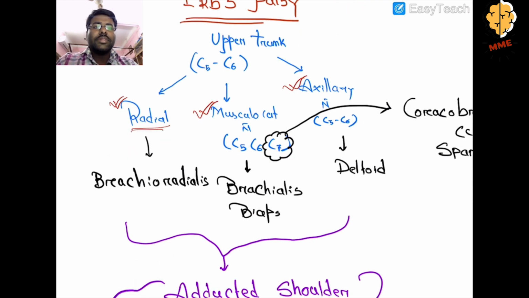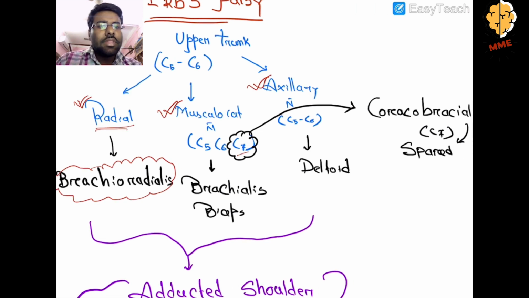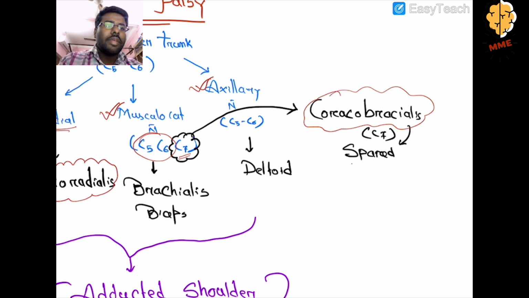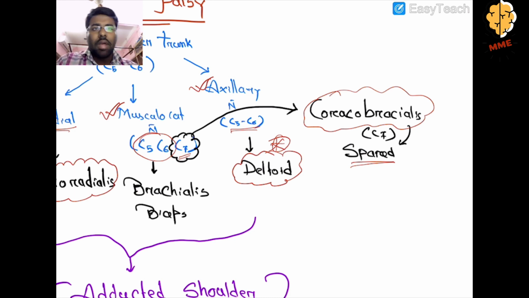But the radial nerve has root value up to T1, so only some part of the radial nerve is affected, mainly the brachioradialis muscle. The musculocutaneous nerve also has a root of C7, so when C5 and C6 are affected, C7 is spared, and C7 mainly supplies the coracobrachialis muscle, which is spared. But the axillary nerve has only C5 and C6 root value, which supplies the deltoid muscle, so this is completely involved in Erb's palsy.